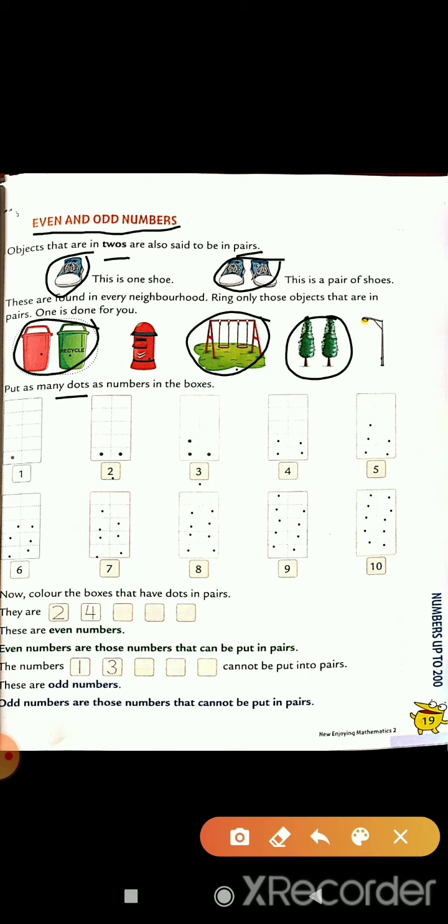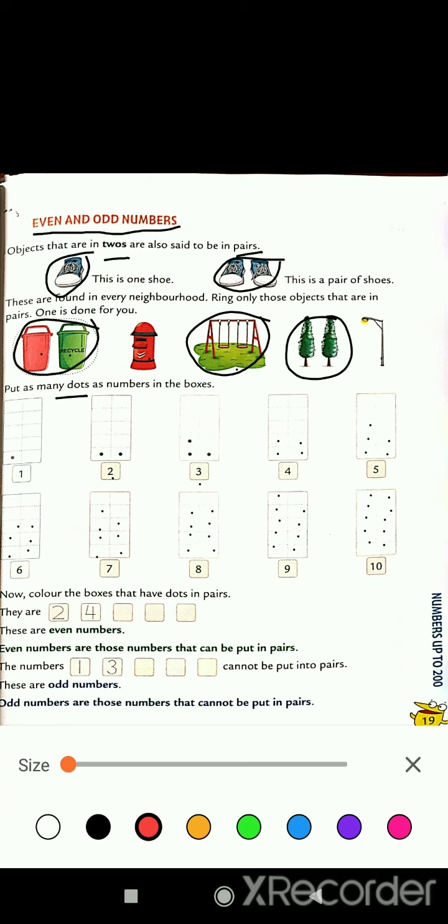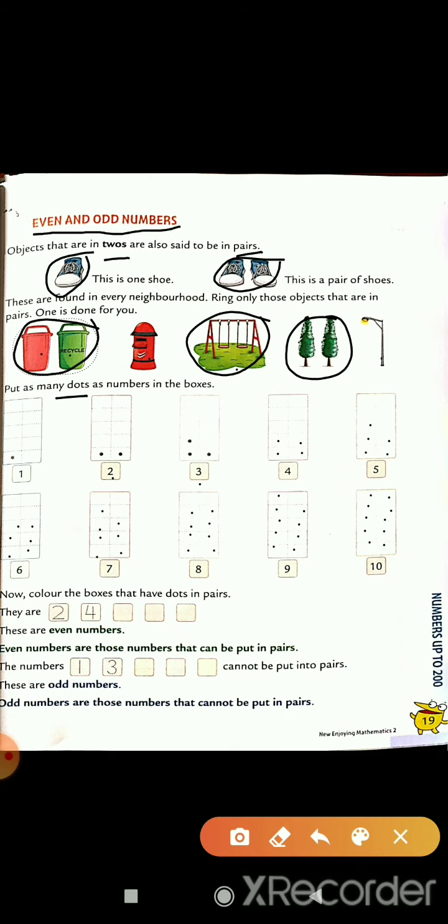Now you have to color the boxes that have dots in pairs. So I am using red color here. I am just marking a tick on those boxes in which the dots are in pairs. So number 1 does not have pairs. Number 2 has a pair of dots, so you will color the number 2 box.